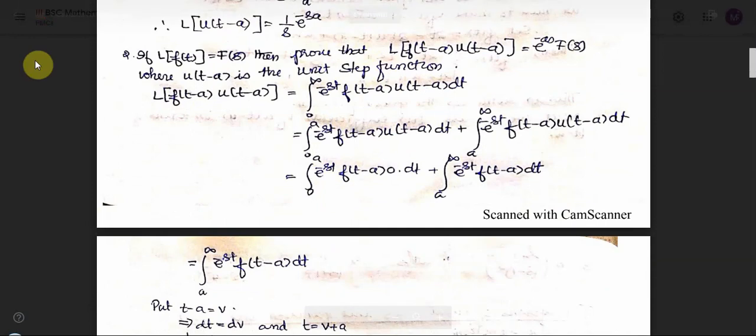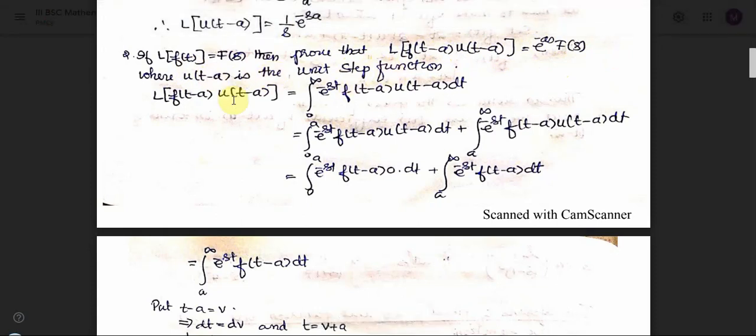The second problem: if the Laplace transform of the function f of t is capital F of s, then prove that L of f of t minus a into u of t minus a is equal to e power minus as into F of s. That means, if the Laplace transform of f of t is known to us, then the Laplace transform of f of t minus a into u of t minus a is the same Laplace transform multiplied by e power minus as, where u of t minus a is the unit step function. We will use the definition to prove this.